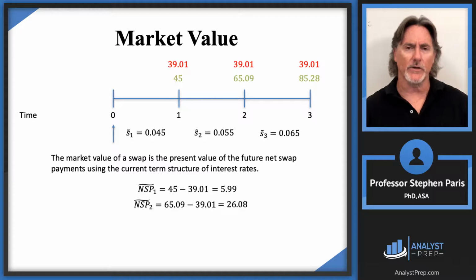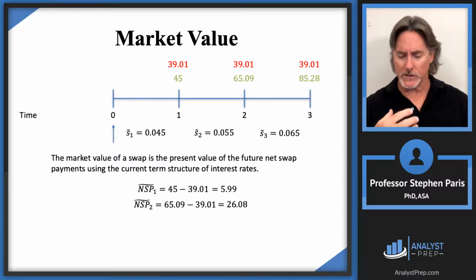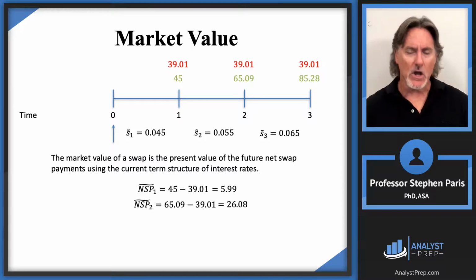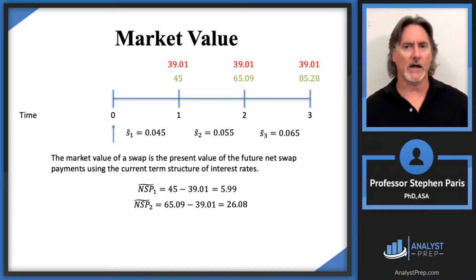This is practical. The net swap payment stuff is very practical. At time 2, Beth, the payer, is not going to tell the receiver, you have to give me $65.09, and then after you do that, I'm going to give you $39.01. That's not how this is going to practically work. You're going to take the difference, and it's going to be $26.08. It's positive, so Beth is going to say, you just owe me $26.08. So that's the idea of the net swap payment.